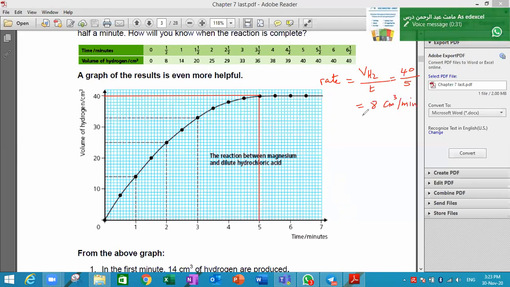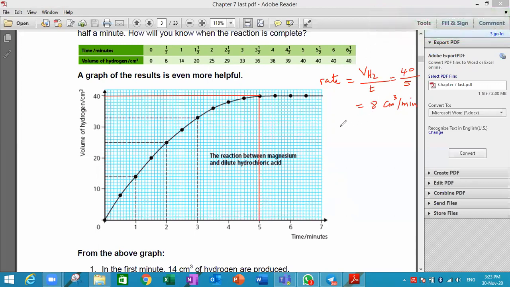But what we've measured here is called the average rate. This is the average rate. At the end, we took the total volume divided by the total time. We get what we call the average rate.